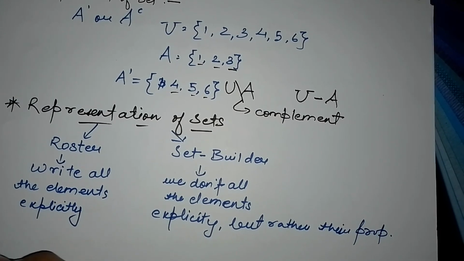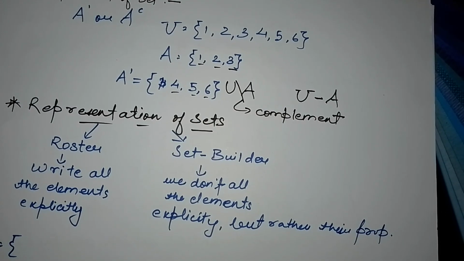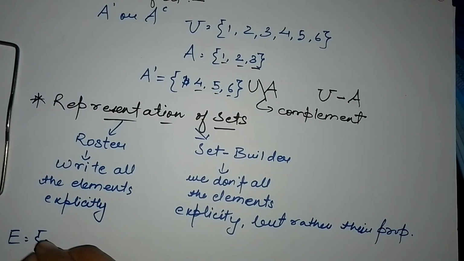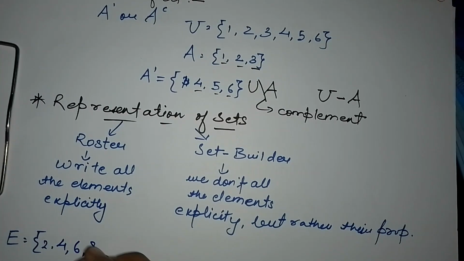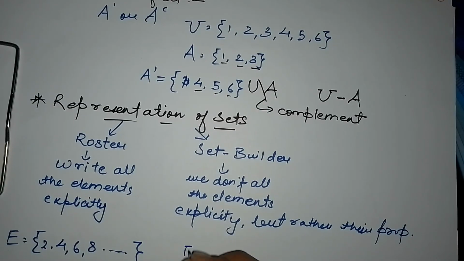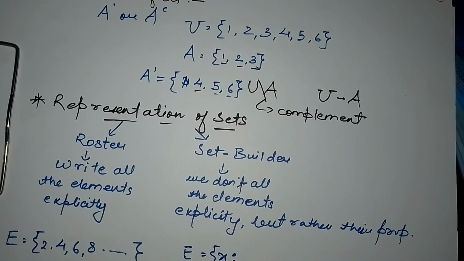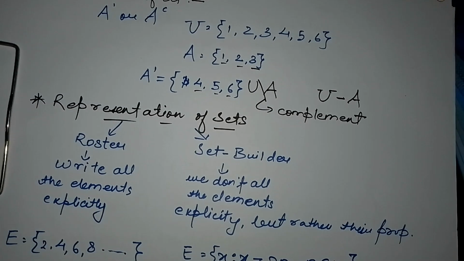Now let us see with an example. Let E be a set of all the even numbers. So here E would be 2, 4, 6, 8 and so on. Now if I have to write E in set builder form, what would I write? I would write x such that x equals 2n, where n belongs to capital N. I hope you understand.